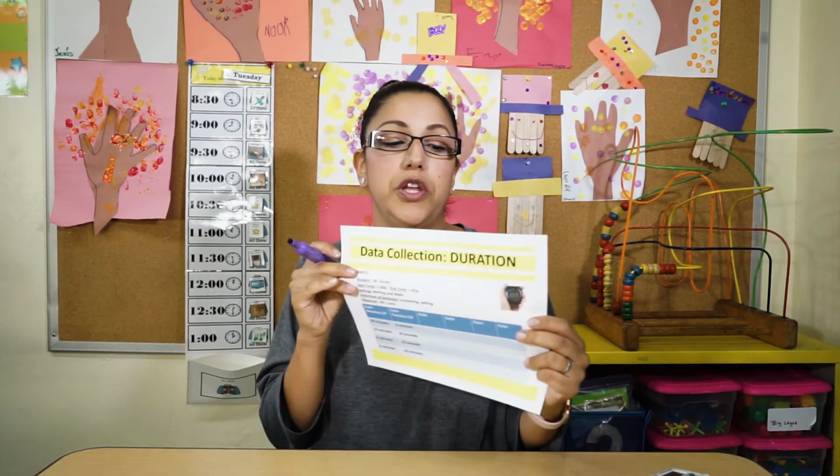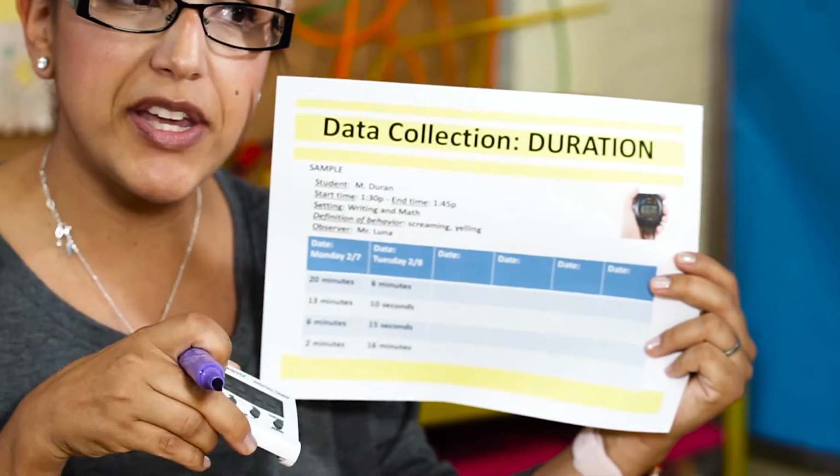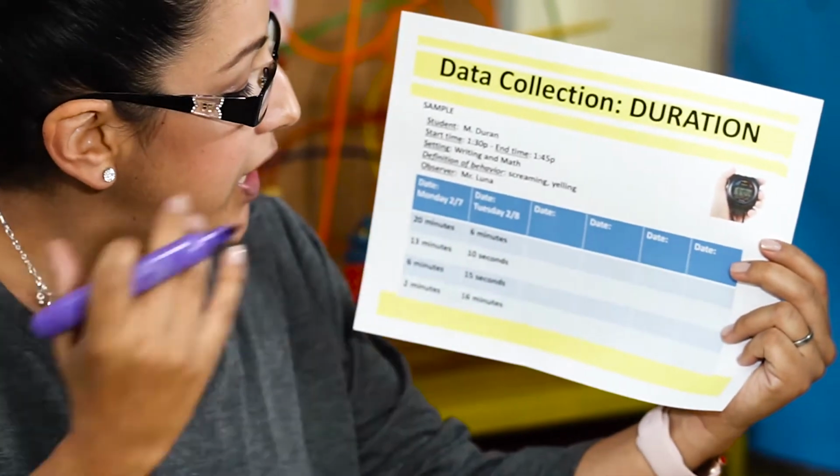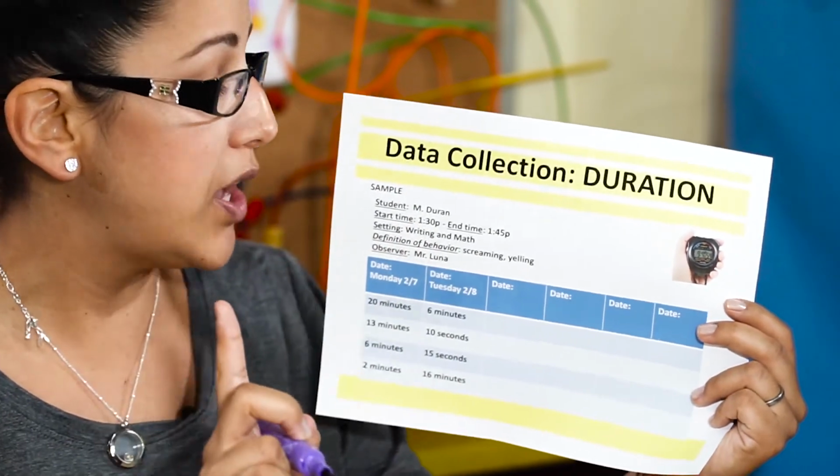The next tool you can use is called duration recording. For this recording, you do need a stopwatch or maybe a timer on your phone. And again, you can track behavior for maybe 1 or 2 students. For this example, we're just looking at 1 student.